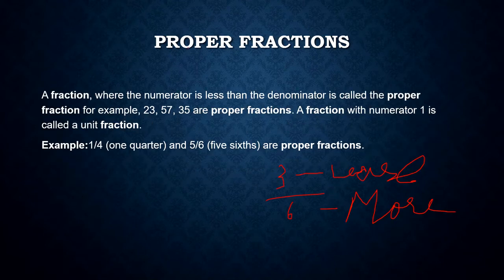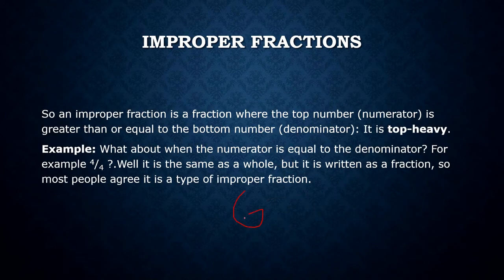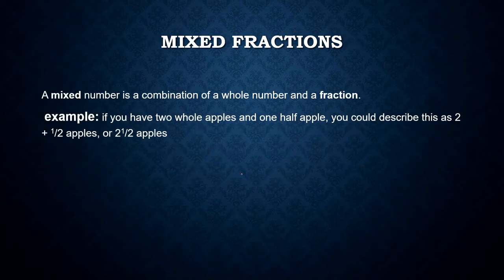So we have proper fractions. The opposite is improper fractions. So just write 6 by 3, from 3 by 6 to 6 by 3, and this is now an improper fraction.